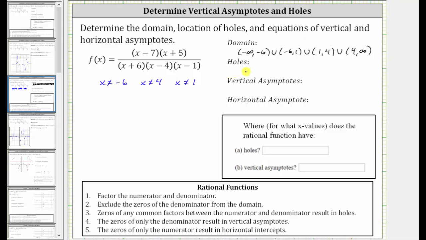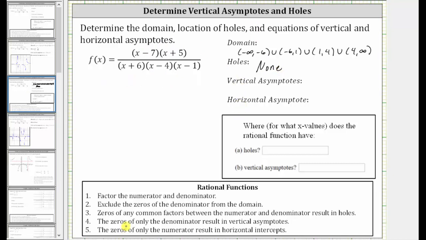Next, we'll determine any holes. The zeros of any common factors between the numerator and denominator result in holes. But notice for this rational function, there are no common factors between the numerator and denominator, and therefore there are no holes. So for the holes, we'll write none in our notes. And now let's find the vertical and horizontal asymptotes.